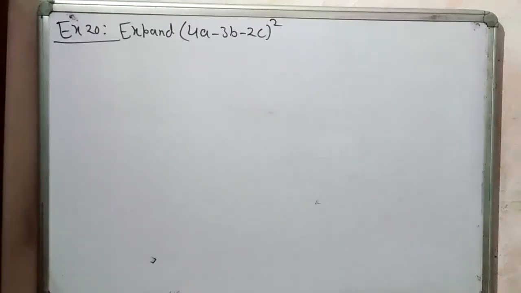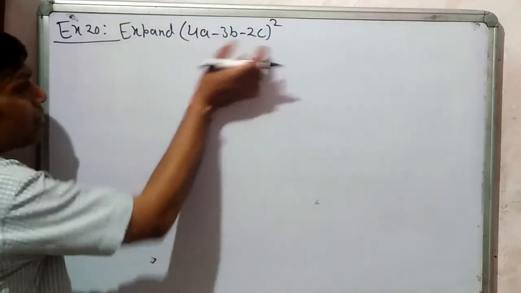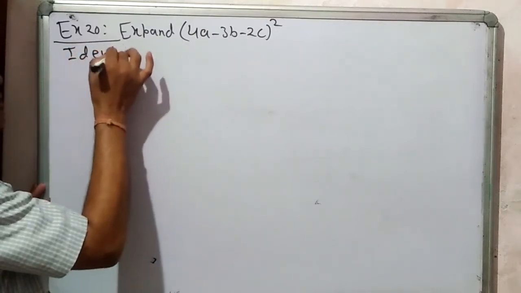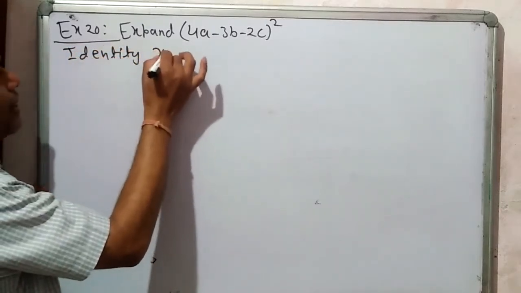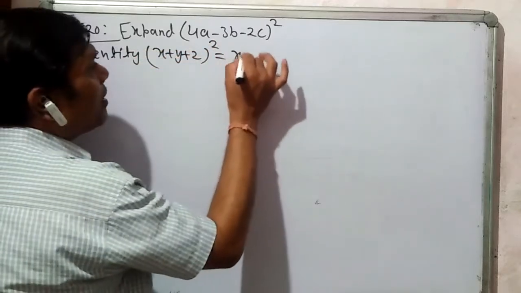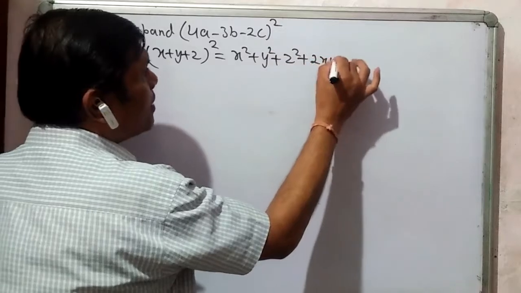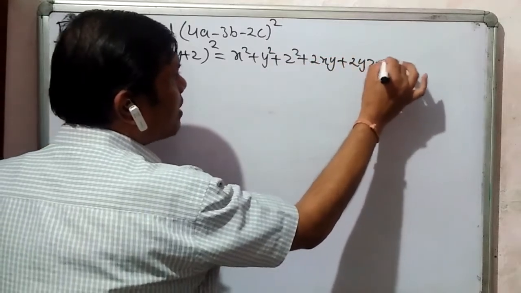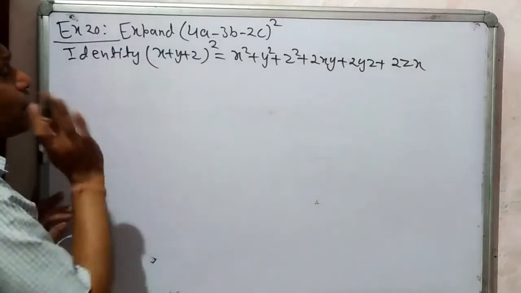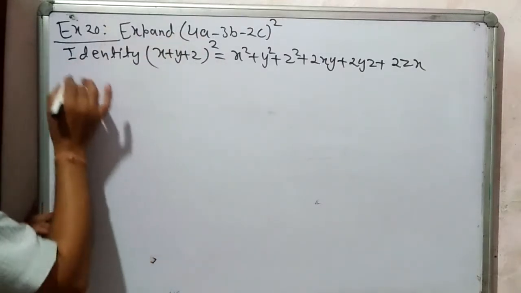Similarly, students, we have example number 20. Using the same identity, we have to expand 4a minus 3b minus twice c. As usual, let us write the identity first. The identity is x plus y plus z whole square is x square plus y square plus z square plus twice xy plus twice yz plus twice zx. The first thing that we have to identify is what is x. In place of x we have 4a.